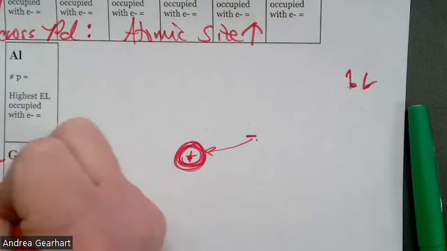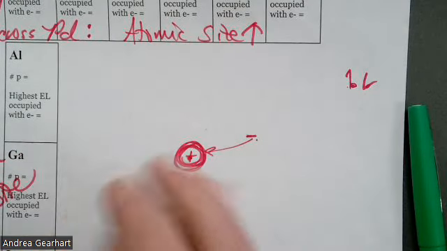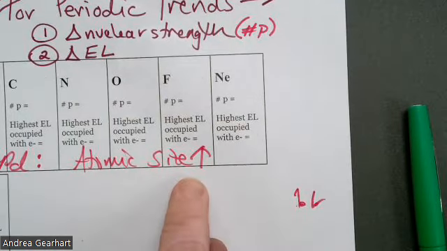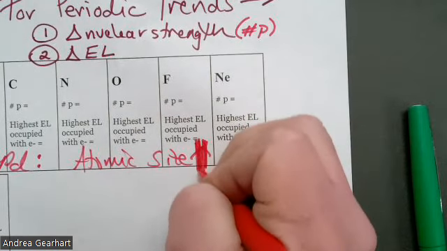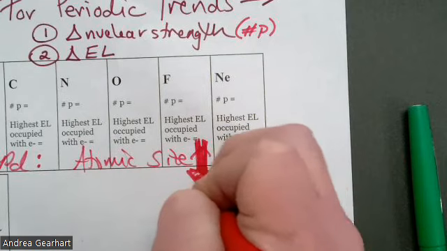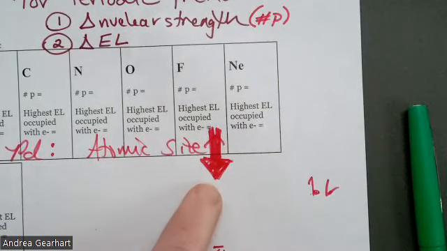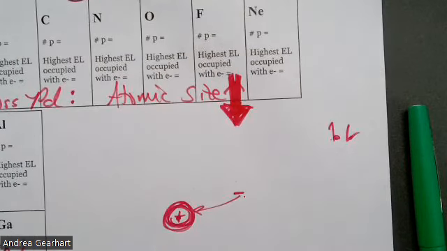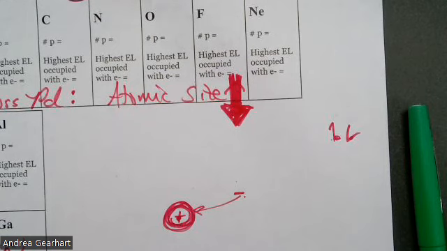Down a column, atomic size increase. Or, oh my goodness! No one stop me. That's wrong. Arrow should be down. Sorry. Okay, atomic size decreases. As we go down a column, atomic size increases. Okay. Can we go to our unit packet, please?